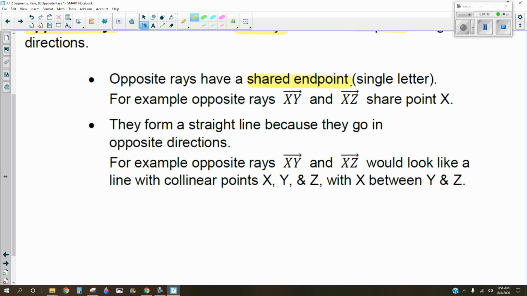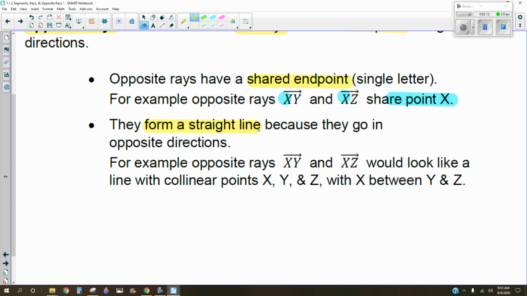For example, if I have ray XY, notice how this one starts at X and this one starts at X. They share point X. That is the common endpoint. They move in opposite directions. One goes through point Y and one goes through point Z. They form a straight line, because if they're going in opposite directions, they're going to move away from each other.